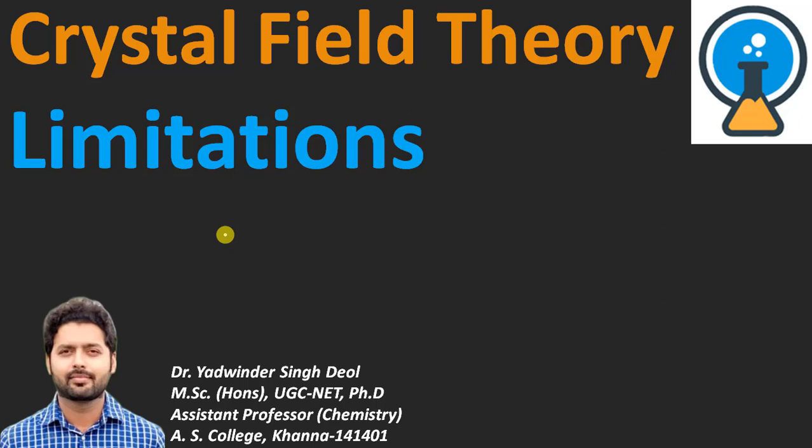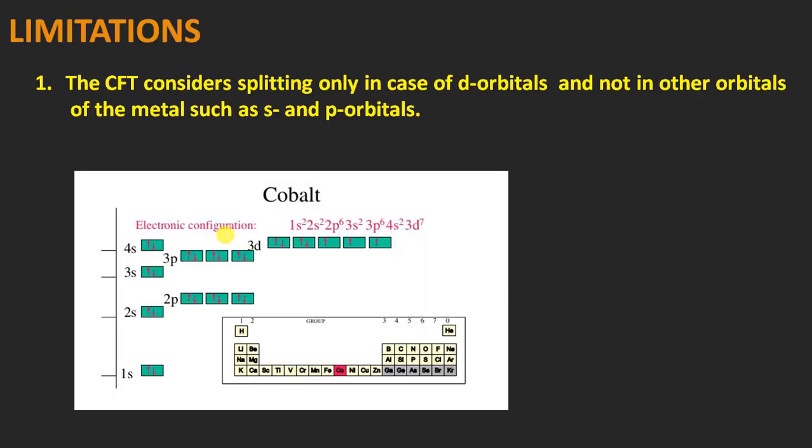Okay, I want to devote this whole lecture towards the limitations of the crystal field theory. And like any other theory, even this theory has its own drawbacks, which we will be discussing in this present lecture. Okay, so starting with the very first limitation, you can see here is that the CFT or the crystal field theory considers the splitting only in case of the d orbitals and not in other orbitals of the metal, such as the s and the p orbitals, right?